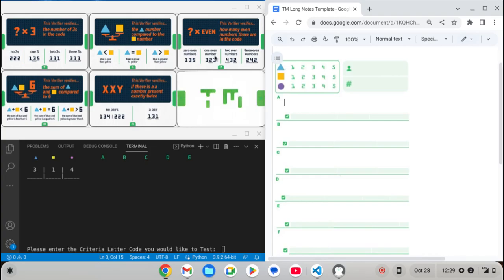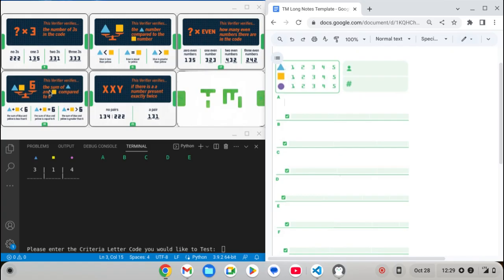Criteria card B will take a look at our first 2 digits, triangle and square, and compare them. So should the value of triangle be less than square? Should they be equal? Or should the value of triangle be greater than square? Criteria card C, again, will take a look at our 3-digit solution, but this time it'll let us know how many evens there are. Are there no evens? Is there a single even? Maybe 2? Perhaps all 3 are even.